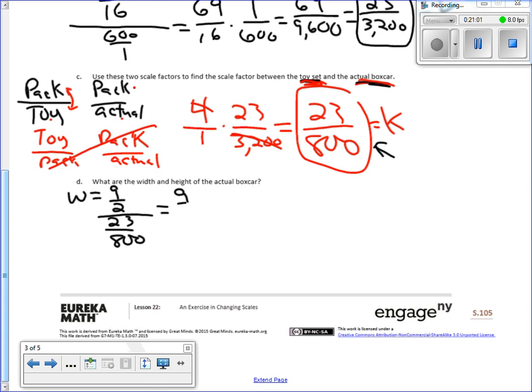That's going to equal 9 halves times 800/23. And then 2 will cancel that 8, make it 400. So I get 3,600 divided by 23, which equals 156 and 12/23 inches. Okay, so I just used a calculator. 3,600 divided by 23, and it's 156 with the remainder of 12. Long division as well.